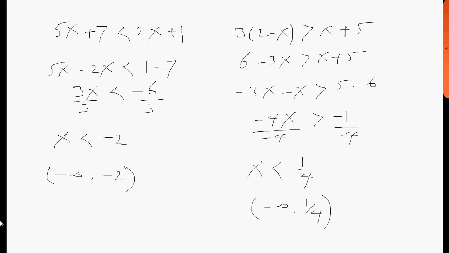In interval notation, that's from negative infinity to 1 over 4. You may also have inequalities like this: 3x minus 7 is between -4 and 3. It can be equal to 3, but it cannot be equal to -4. How do you solve these inequalities?